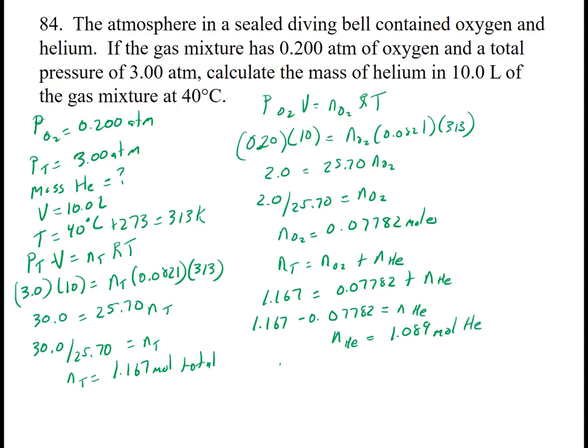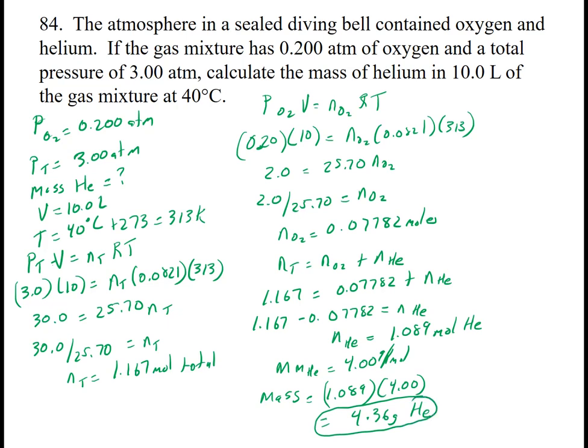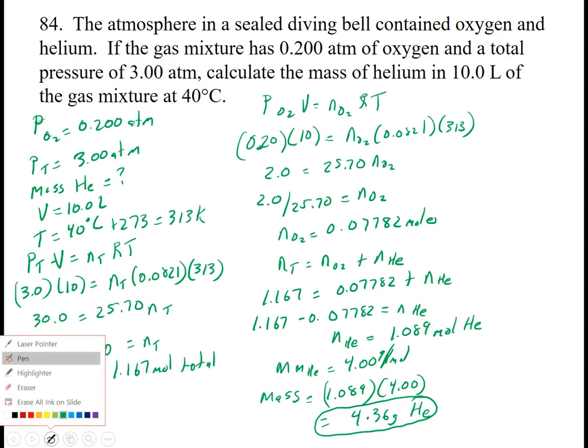And then to get the mass, I need the molar mass. The molar mass of helium, which is the same as the atomic mass, is 4.0 grams per mole. So the mass is equal to the moles, 1.089, times the 4.0, which gives me 4.36 grams of helium. And that right there is my answer. So that's the long way of doing it, where I did the ideal gas law twice. Pause it right now if you're not finished writing, because I'm getting ready to erase the entire ink on the slide. So pause it.